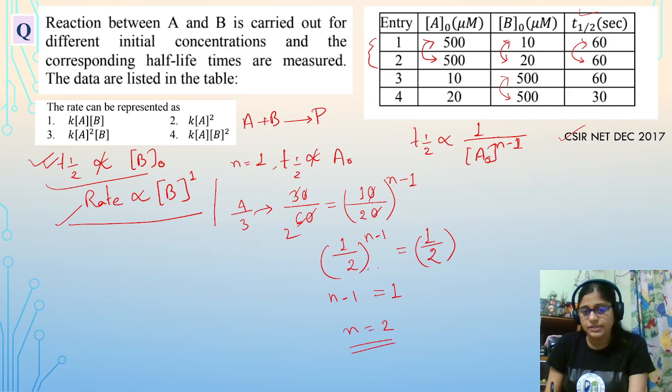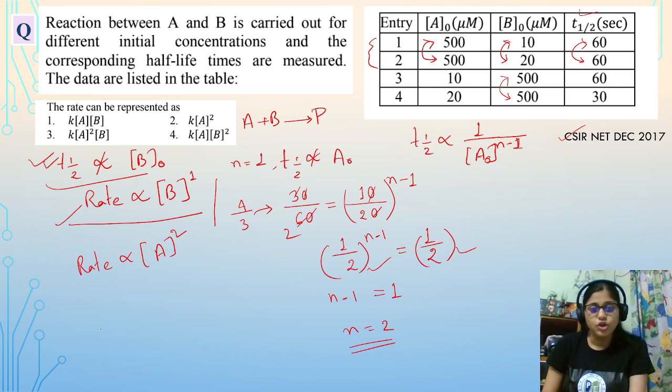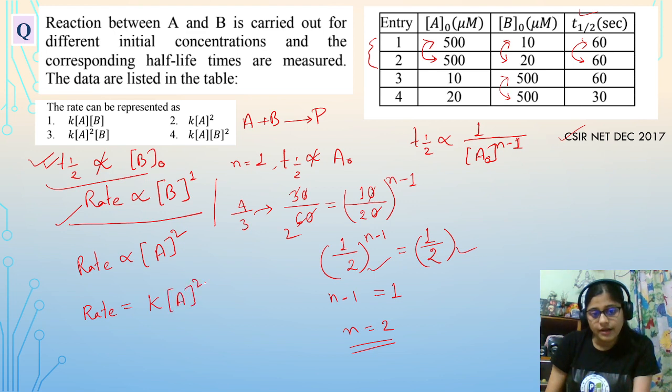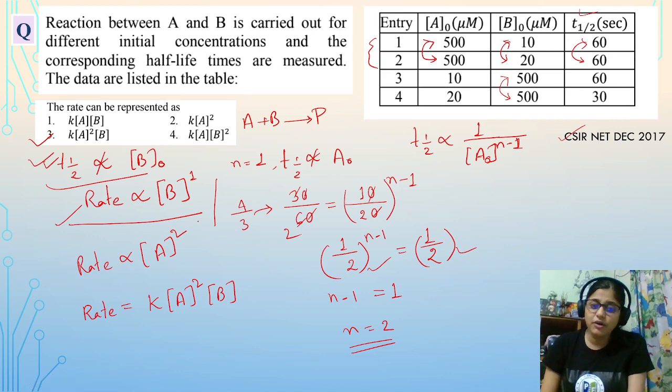If we compare this one and this one, n will be 2, which means the rate will depend on the concentration of A to the power 2. So the overall rate law will be rate equals K A squared B. If you are asked what will be the order of reaction, it will be 2 plus 1, that is 3.